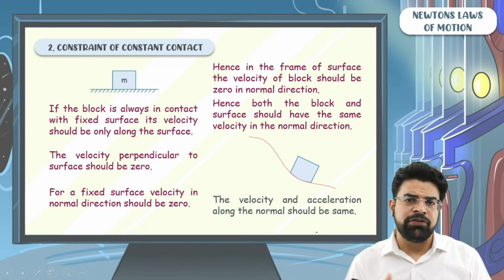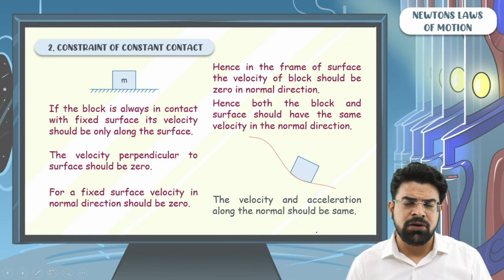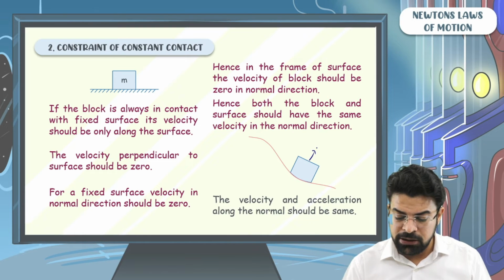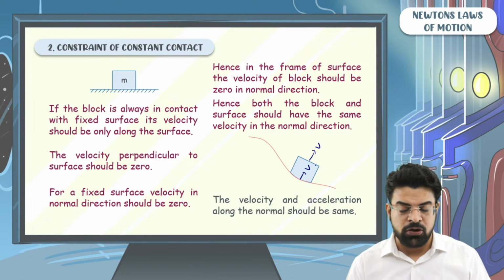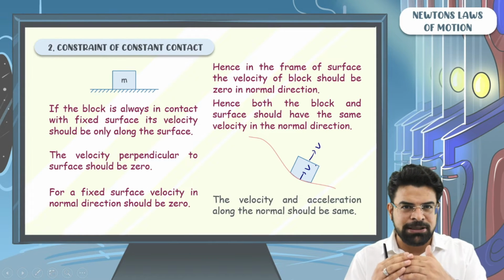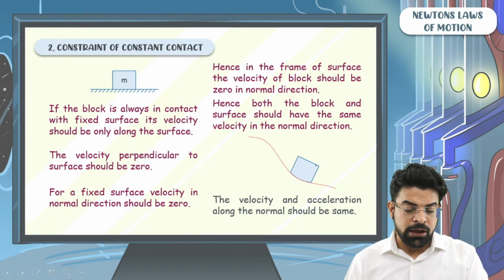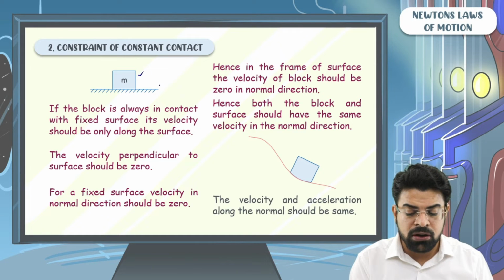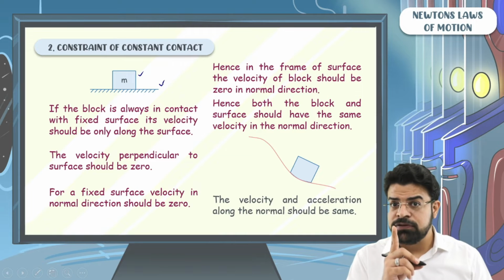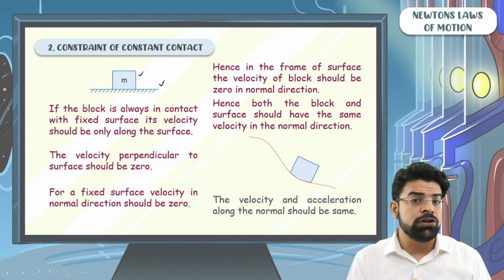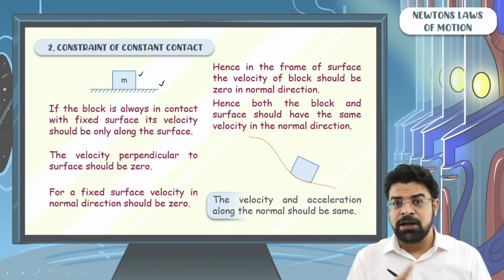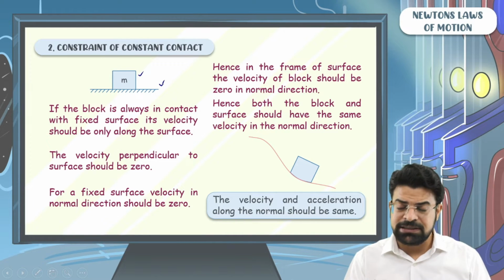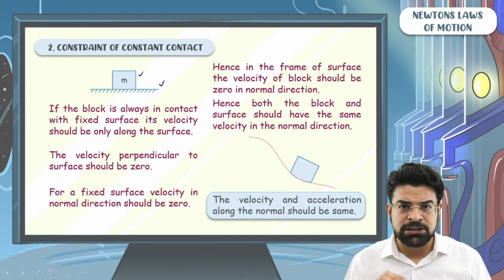You explained everything for velocity, now you suddenly incorporated acceleration as well. Beta, if I tell you along the normal both should have the same velocity, then I differentiate it, then along the normal both should also have the same acceleration. No? So we say if there is a constant contact between a block and a surface, then both of them should have the same velocity along the normal, and both of them should have the same acceleration along the normal. To understand it better, let's do some examples based on this.